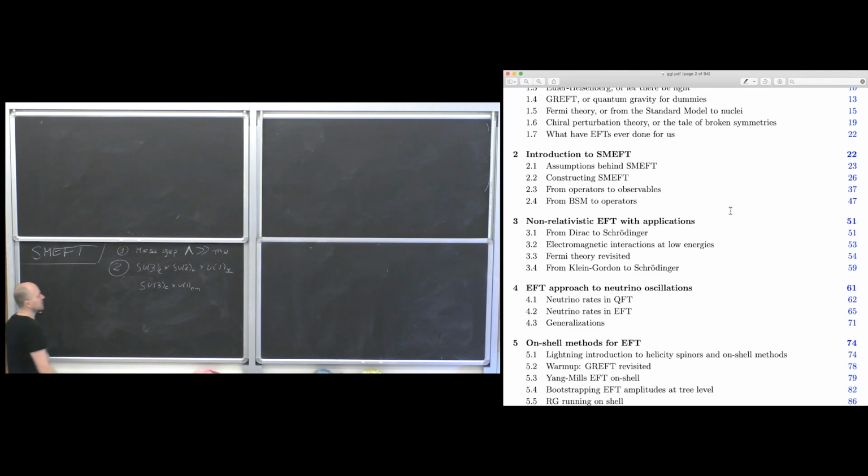But SMEFT insists on more. So can we have a theory with just the standard model degrees of freedom with this gauge symmetry? And the answer is yes. It even has a name, HEFT. The difference between HEFT and SMEFT is that HEFT has this smaller gauge symmetry, so it is less constraining about its interactions.